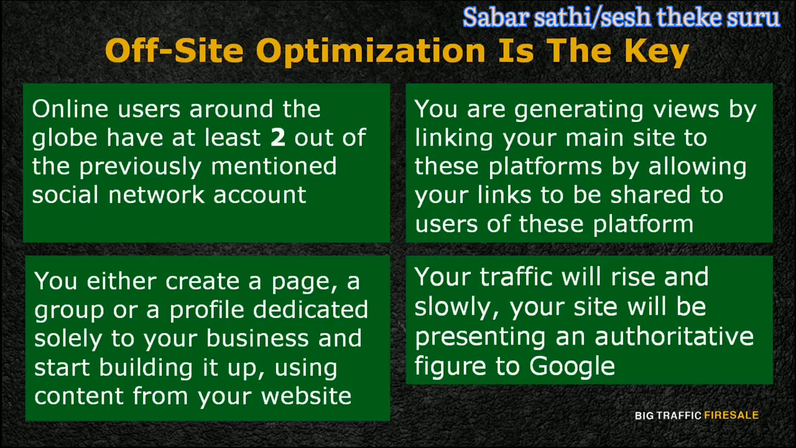You either create a page, a group, or a profile dedicated solely to your business and start building it up using content from your website. This way, you're generating views by linking your main site to these platforms. Doing so allows your links to be shared to users of these platforms. Your traffic will rise, and slowly your site will be presenting an authoritative figure to Google.